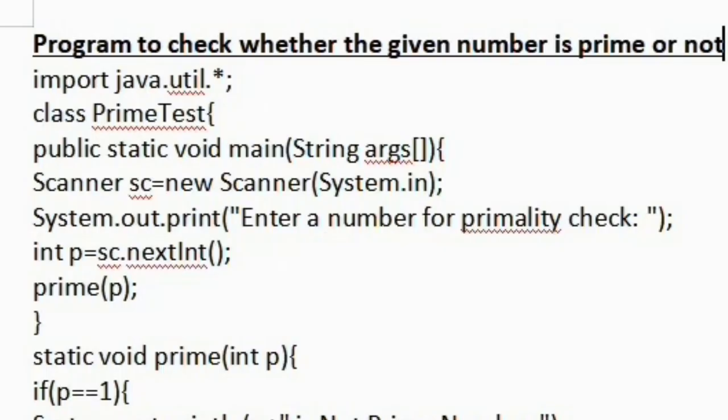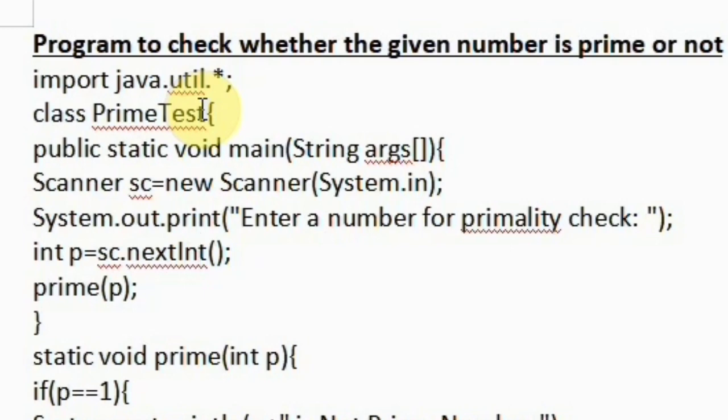Okay, so coming back to the program. Look at this particular program here. The name of the main class or the driver class is PrimeTest here. This is the main method. We have defined a Scanner object, that is sc, to read some input number. We are asking the user to enter a number for primality check. You can enter any number, and that number will be read into a variable called p. So int p = sc.nextInt() will read the number into p.